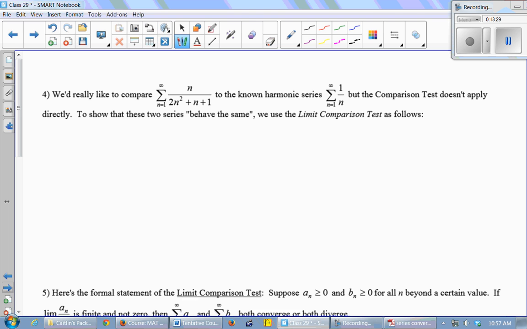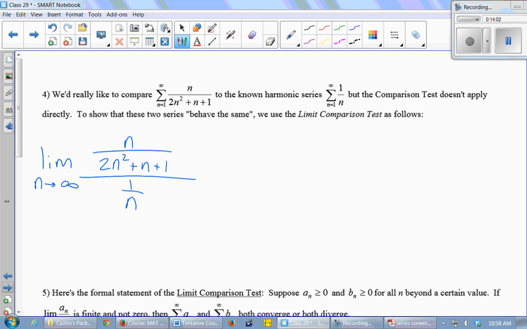So to show that two series behave the same in terms of their convergence, we can take a limit comparison test. So we take the limit as n goes to infinity. Take the terms of one of your series over the terms of your other series. So you're comparing them by taking a ratio. So I'm going to have n over 2n squared plus n plus 1, and then all of that divided by the series I want to compare it to.